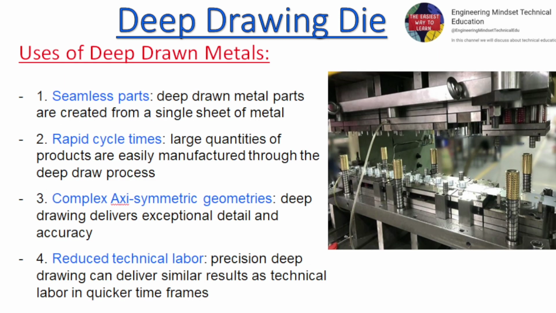Uses of deep-drawn metals. 1. Seamless parts. Deep-drawn metal parts are created from a single sheet of metal. 2. Rapid cycle times. Large quantities of products are easily manufactured through the deep draw process. 3. Complex axisymmetric geometries. Deep drawing delivers exceptional detail and accuracy. 4. Reduced technical labor. Precision deep drawing can deliver similar results as technical labor in quicker time frames.